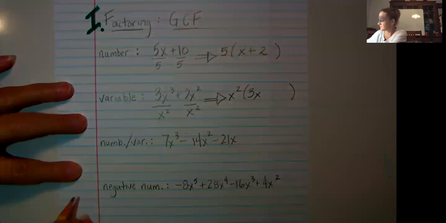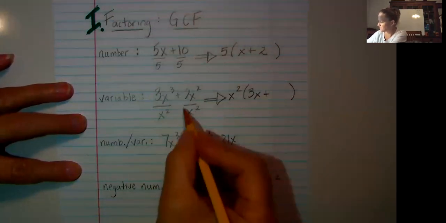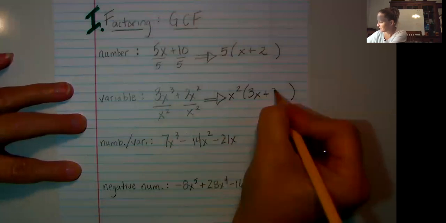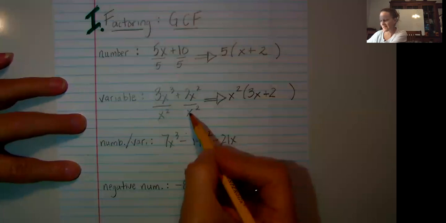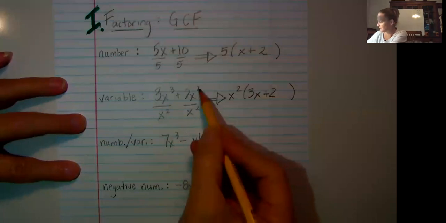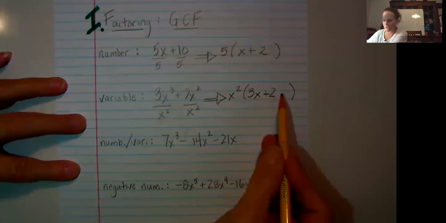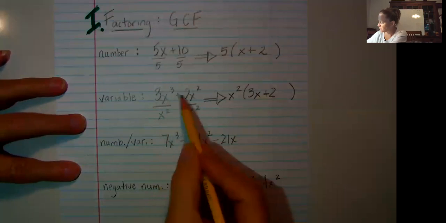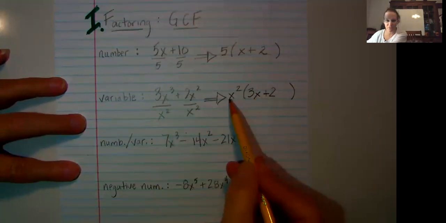Okay, and then I have a plus sign. I'll go ahead and put that. Again, there's no numbers that I'm dividing by. I'm going to copy down the 2. And if I have an x squared divided by x squared, this would just become 1. All right, so I just have 2. I don't need to write a 1 with it. Okay, so again, I started with 2 terms. I have 2 terms inside the parentheses with my GCF written out in front.